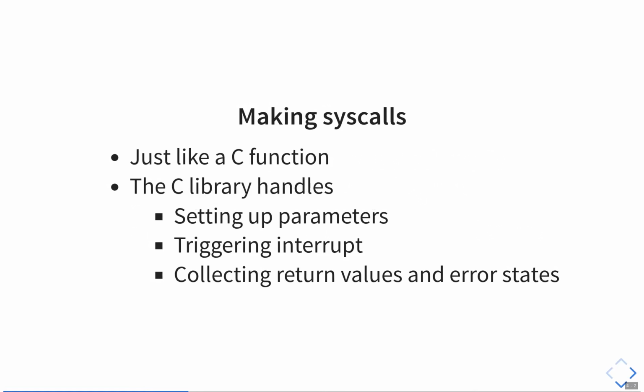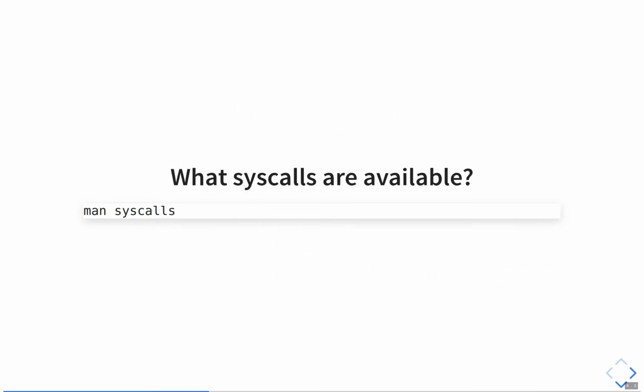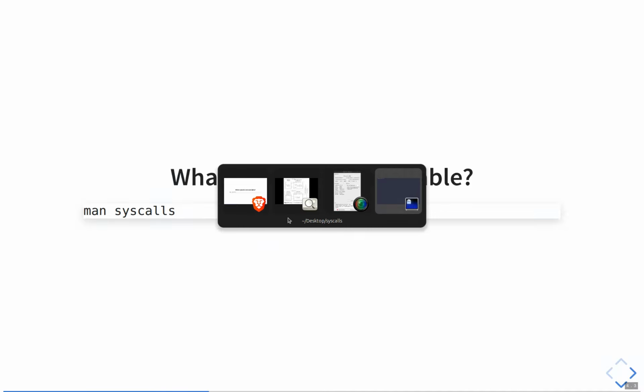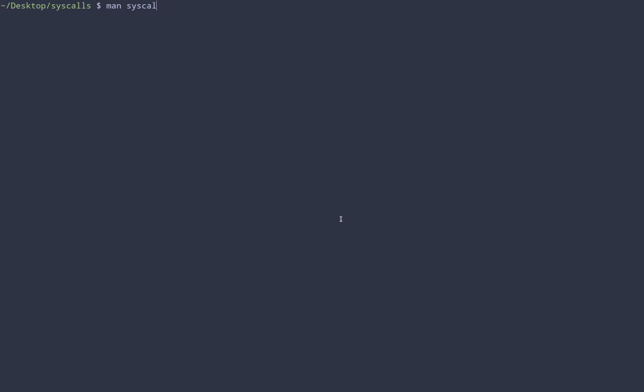So now on to syscalls proper. How can you access them from C code? Well, they look just like C functions, but there are certain conventions they follow that we're going to talk about later in this lecture, especially around returning error values. And you can check at any time what syscalls are available. I'm going to go to a new tab here by running man syscalls.